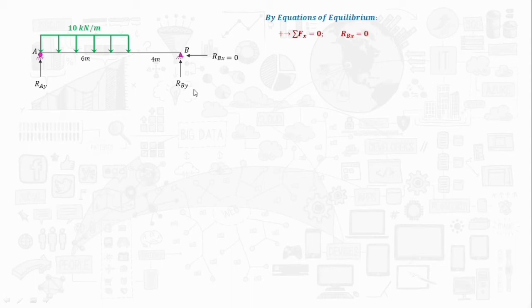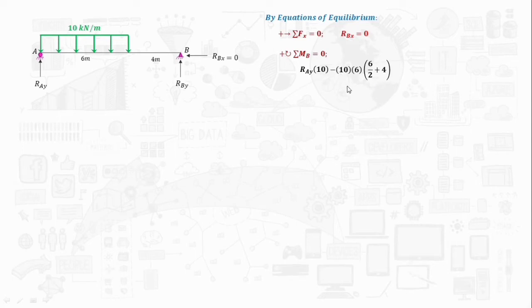Then, unknown si RAY and RBY. So, hahanapin natin yung isa sa kanila using summation of moment. So, since simply supported lang siya, we know that the moment at A equals to 0 and the moment at B is equals to 0. So, gagamitin natin yung moment at B equal to 0, clockwise being positive. So, RAY times 10 minus 10 times 6 times moment arm niya papunta kay B, yung 6 over 2 plus 4. So, paano ba yan siya naging ganyan?